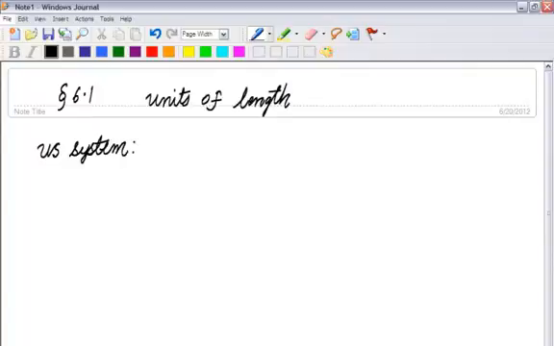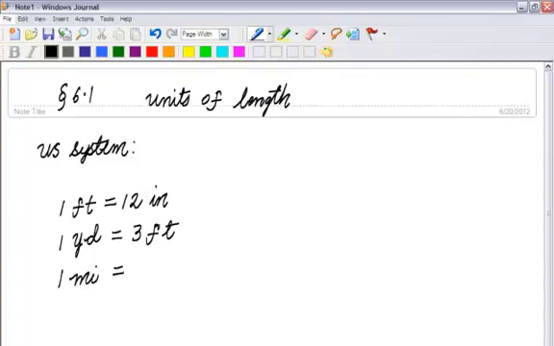In the US system, 1 foot is the same as 12 inches. When I write IN, I mean inches. And in the US system, 1 yard, when I write YD, I mean yard, is the same as 3 feet. FT means feet. And 1 mile is 5,280 feet.